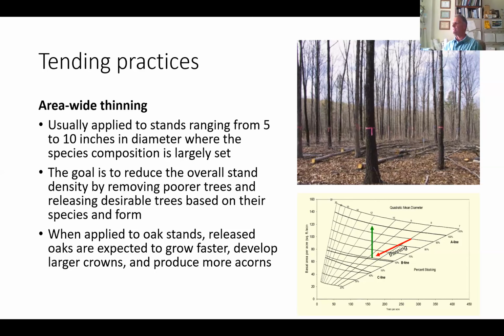And when we apply this in oak stands, our released oaks are expected to grow faster in diameter. So they're going to become saw timber size trees much faster. In the process, they're also going to start developing larger crowns by giving them more growing space in that thinning. And if we give them larger crowns and more growing space, they're also expected to produce more acorns. So there's a number of positive effects of thinning that we can see in our forests.